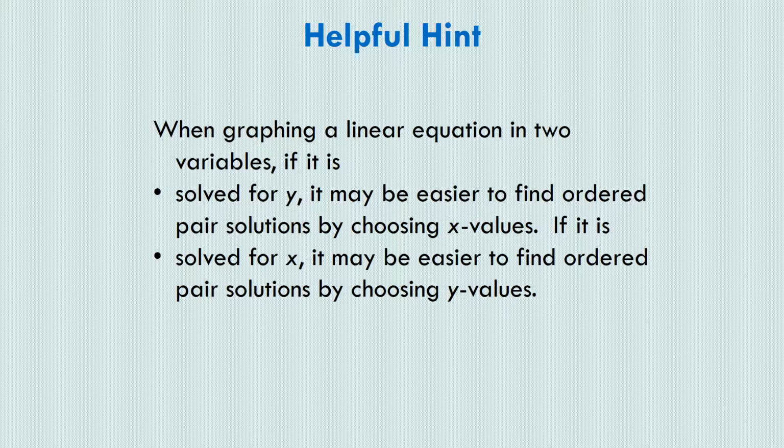Alright, so when graphing these, it's important to remember that it's easier to find ordered pairs depending on what it's already solved for. So for our last example we just saw, it was already solved for y. So therefore it was easier to choose x values to plug in because y was already by itself. If it's already solved for x, it may be easier to use only the y values to plug in because your x is already solved and you'll get the solution in the end.